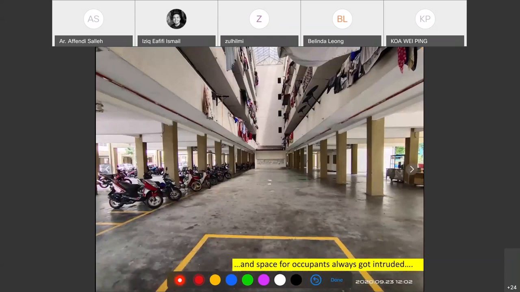I'm not sure how many of you have ever lived or currently live in a social housing or affordable housing building, but I myself have experienced being in such a building, renting during my bachelor times. And this is what we face every day. The space for occupants, the space for vehicles, and the space for utilities always get intruded. These examples are good because they have a roof on top. The ones that do not have any sort of covering would usually be a mess.